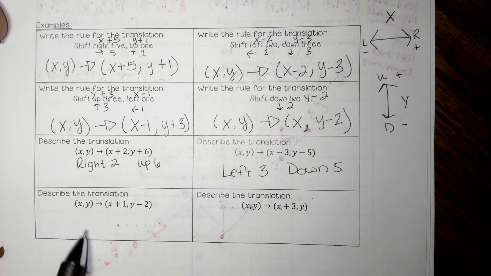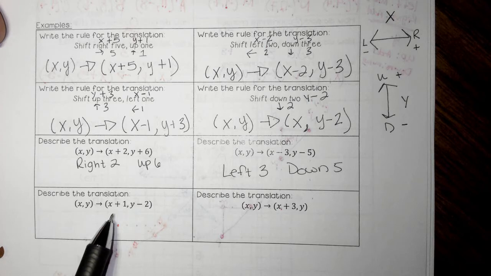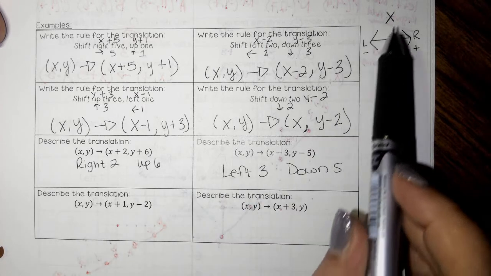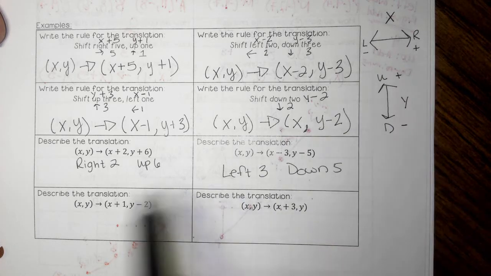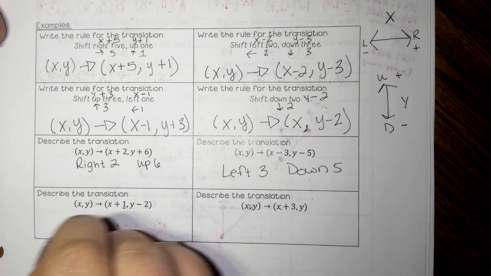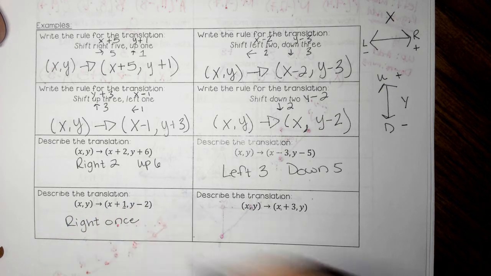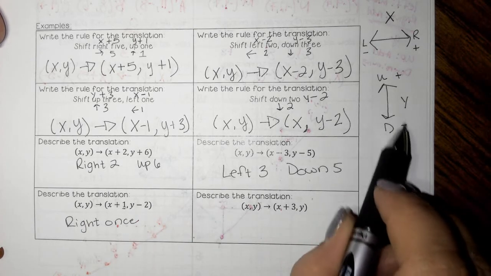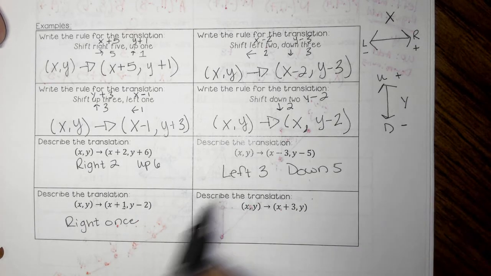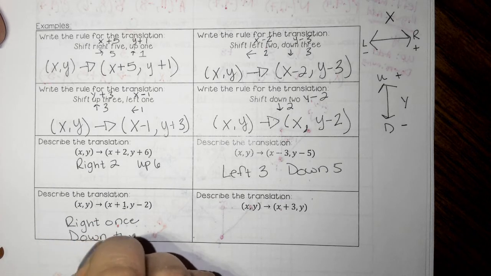My next translation says that (x, y) transforms to (x plus 1, y minus 2). I'm changing an x value with a plus. So that means I'm going right 1 time. So this is right once. My y value is changing with a minus. That means I'm going down twice. So down twice.